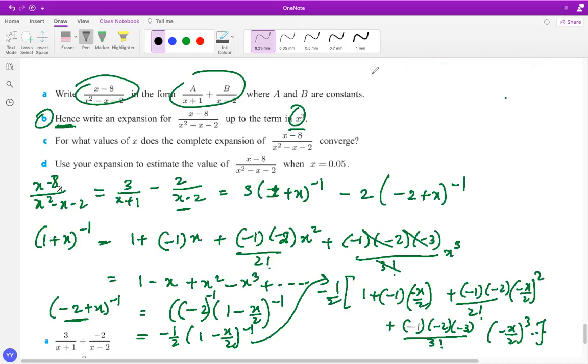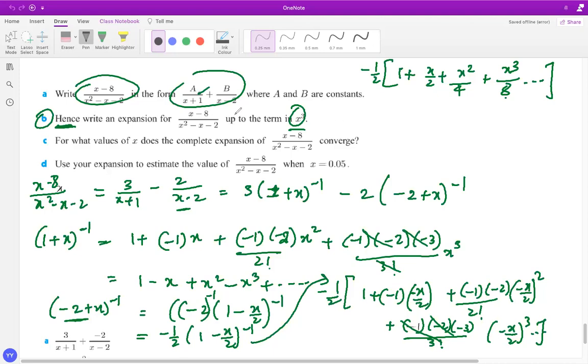So what I got is negative half outside, and if I simplify this, it is 1 plus x over 2, and this is positive, this gets cancelled, and it is x squared over 4, and this gets cancelled with the negative, so overall there is a minus that comes out, so it is x cubed over 8, and so on. So now I'm going to make use of the expansion which I did here.